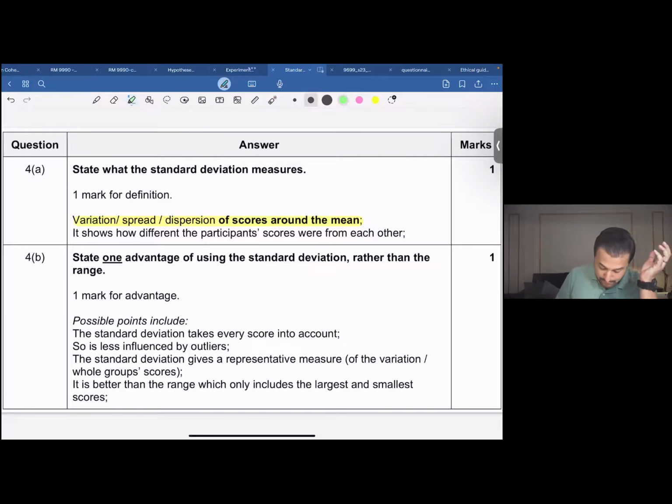A possible point could be the standard deviation takes every score into account, so is less influenced by outliers. The standard deviation gives a representative measure of the variation of the whole group's scores. It is better than the range, which only includes the largest and smallest scores. Now, even when we just have a 1 mark question, even if you would have had a 3 mark question, this would have been enough. This would have been more than enough, right?